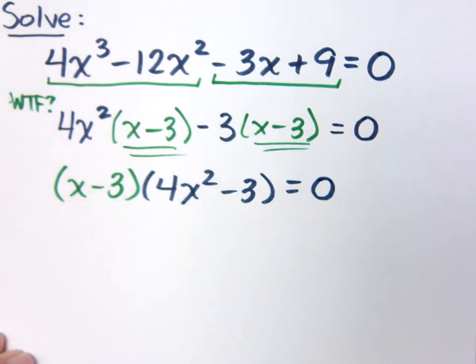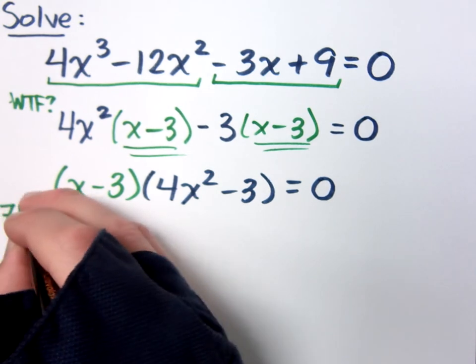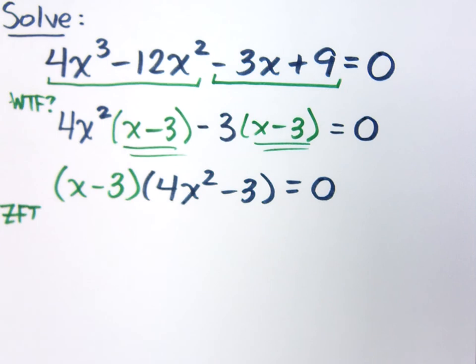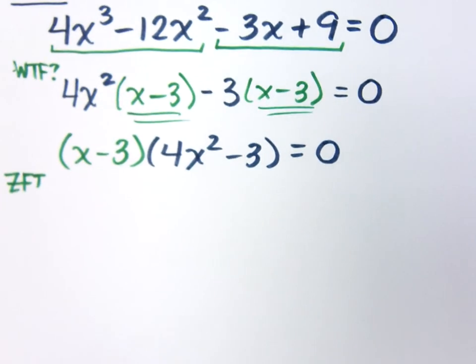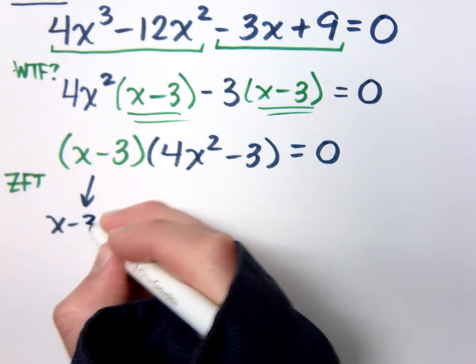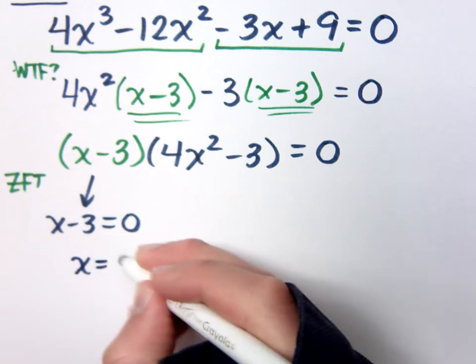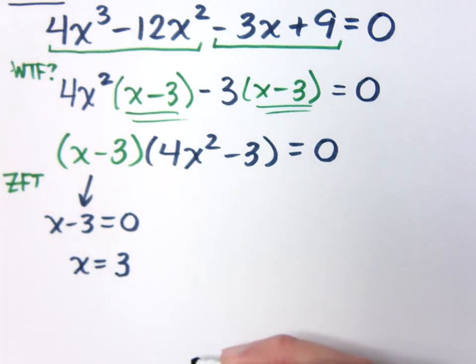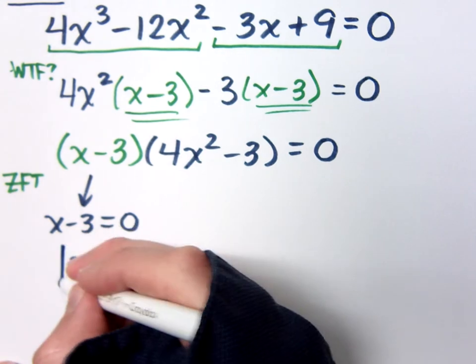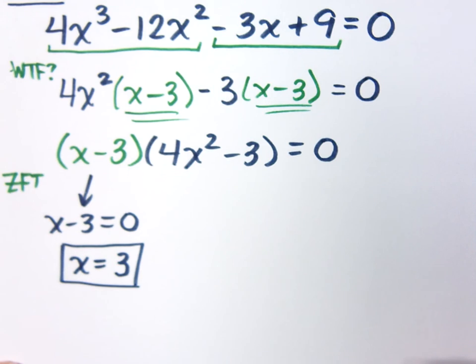Do y'all agree? Now, according to the zero factor theorem, I've got to set these factors equal to 0 and finish solving. So I'm going to take x minus 3 equals 0, which means x equals 3. Well, that's one solution, right? How many more do I need to find? I need to find 2 more. Do you think I'll be able to find 2 more?